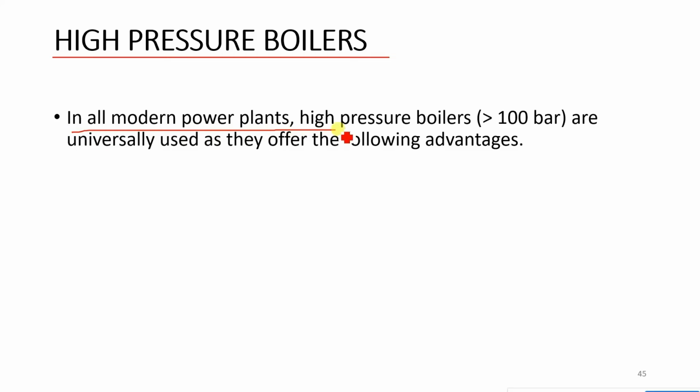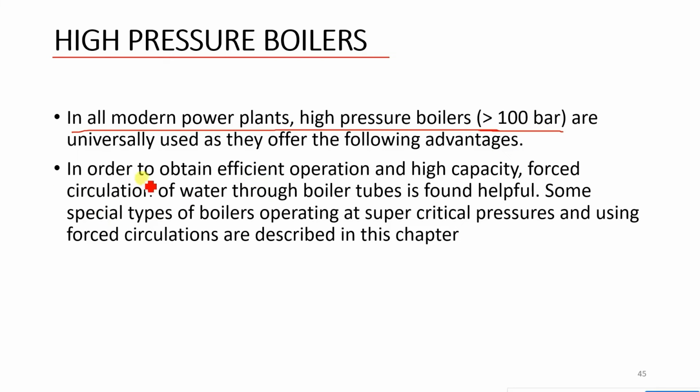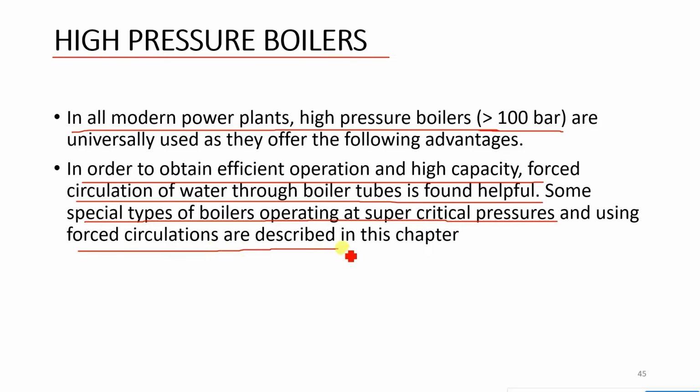In all modern power plants, high pressure boilers are universally used as they offer the following advantages. What is meant by a high pressure boiler? If the boiler generates pressure greater than 100 bar, it is called a high pressure boiler. What is the advantage? In order to obtain efficient operation and high capacity, forced circulation of water through the boiler tubes is found helpful. Some special types of boilers operated at supercritical pressure and using forced circulation are described in the chapter.